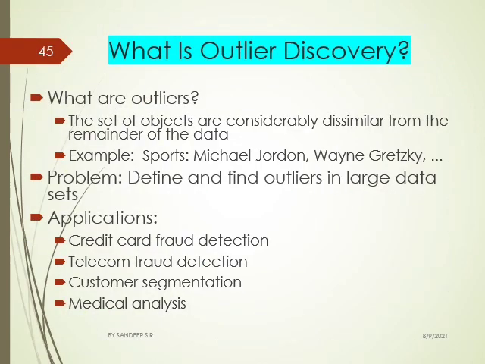Now outliers are also very important. These are certain objects which are dissimilar to all the other points, like in sports, Michael Jordan, Wayne Gretzky. So certain things are quite dissimilar from others. It is very difficult to tackle those things.